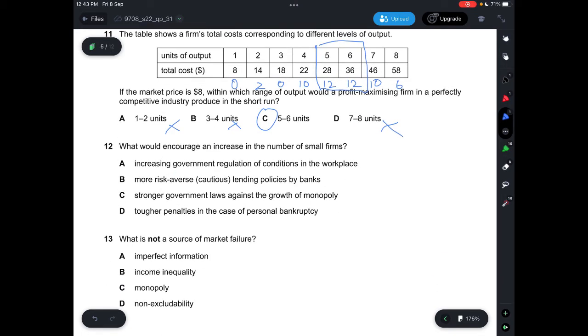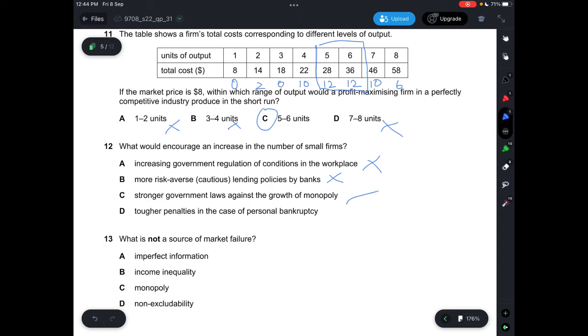Question 12, which will encourage an increase in the number of small firms? A, it says increasing government regulation of conditions in the workplace, which is incorrect. If there's an increase in government regulation, then small firms will choose not to enter the market. And then B, more risk-averse lending policies by banks, which is not correct. Because risk cautious means that it's more difficult to get a loan.